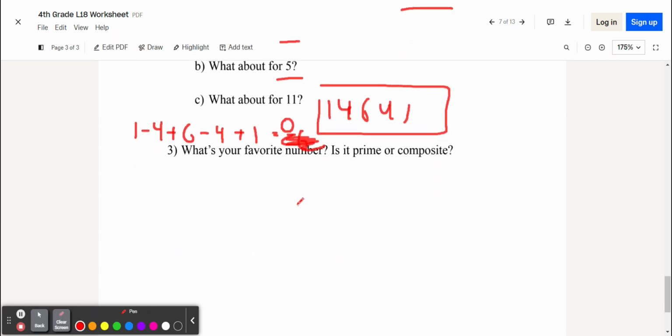And then lastly, what is your favorite number? Is it prime or composite? I don't really have a favorite number, so I'm just going to skip this problem, but you can think of your own favorite number and try to check if it's prime or composite.